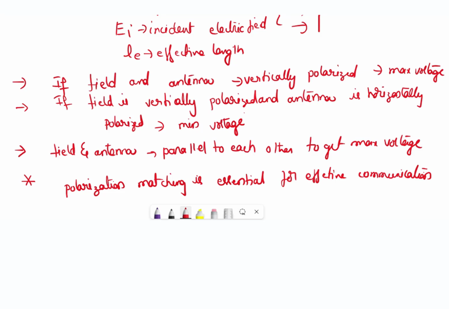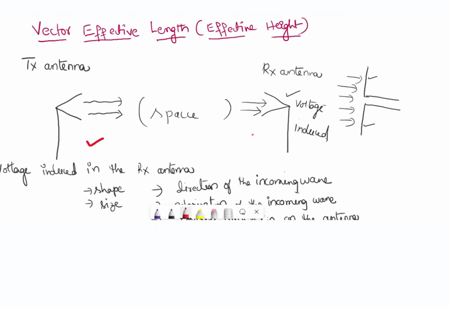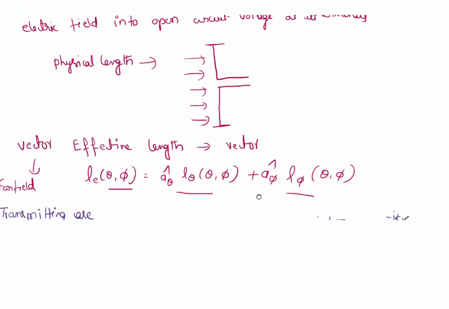Actually, in the concept of vector effective length or effective height of the antenna, I explained that the transmitting antenna radiates the signal, which travels in space and gets received by the receiving antenna. When the receiving antenna receives the electric field, that incident electric field falls on the electrons of the conductor. Antennas are made up of conductors. That movement of the electrons creates the voltage at the terminals of the receiving antenna, and that voltage depends on parameters like shape, size, direction of the incoming wave, polarization of the incoming wave, and current distribution of the antenna. But all these things are combinedly related in one term called vector effective length or effective height of the antenna, which is the ability of an antenna to convert induced electric field into open circuit voltage at its terminals.